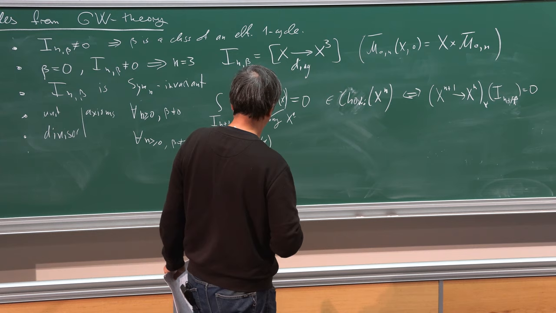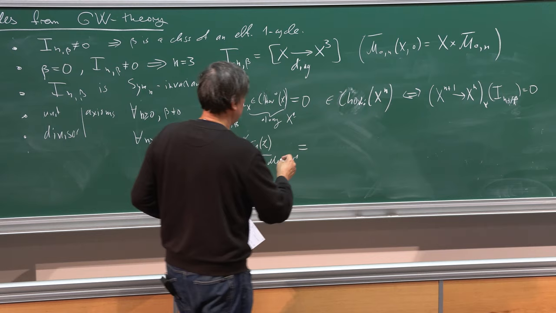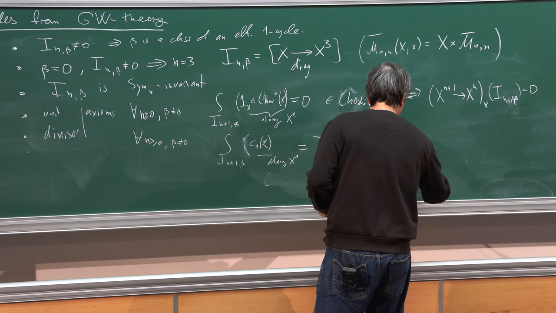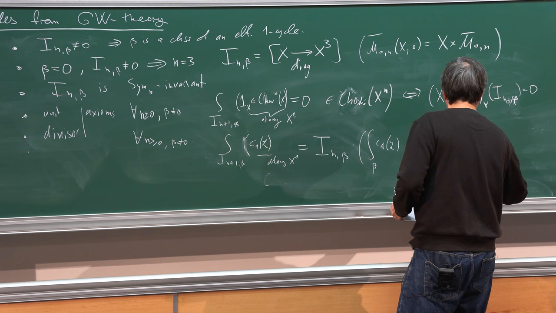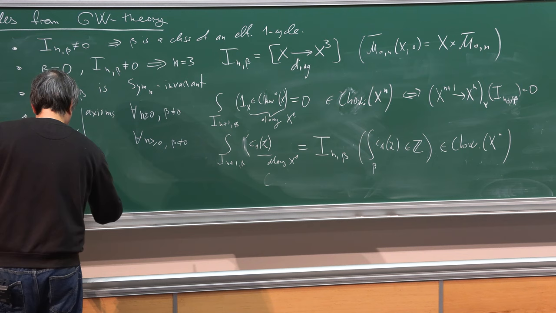Also, along x1, you integrate, and it is equal not to 0 but to the following. It will be the class of I_n beta multiplied by an integer number, which is the integral of beta, which is an integer number. So it's again x^n. And the last is what's called the WDVV equation.